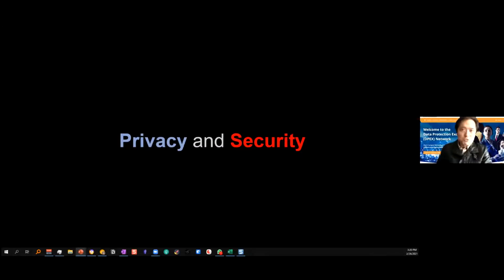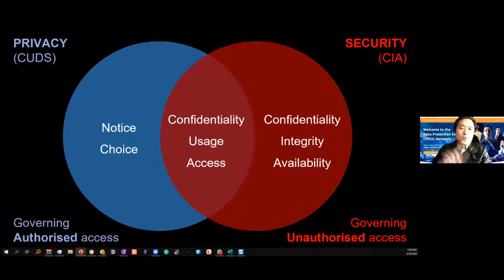Let me just differentiate for you. The red circle is security, which most of us are familiar with. It covers the three things we call the CIA: confidentiality, integrity, and availability of information. Even if you have the best cybersecurity practice internally on your software and your company, it doesn't mean you handle the blue circle, which is privacy. Privacy has to do with notice and choice. Confidentiality and usage and access is where the two worlds meet.